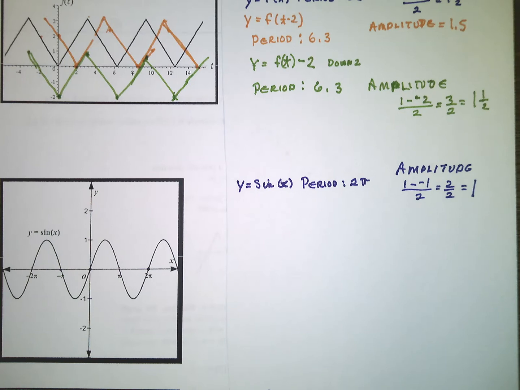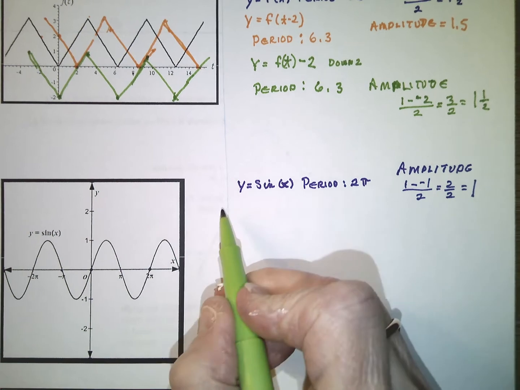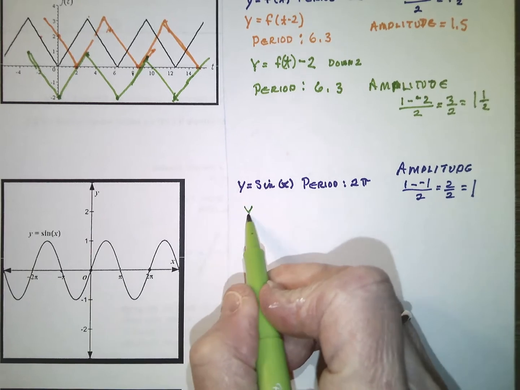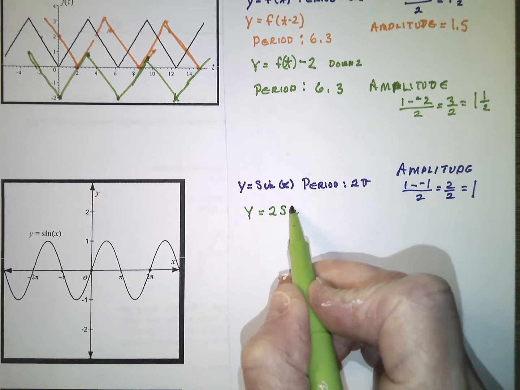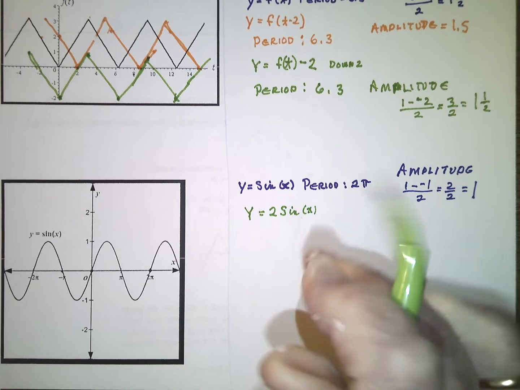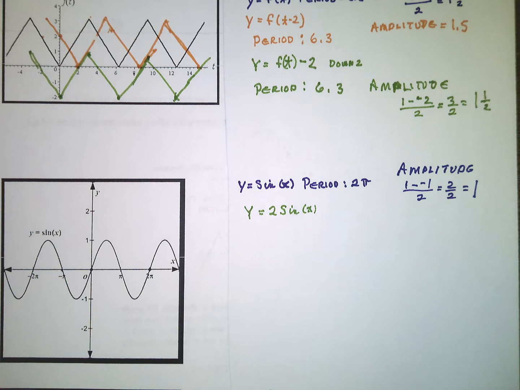Let's try some different transformations on the second function here, y equals the sine of x. Suppose we do y equals 2 times the sine of x. And this is our f of x function. If this had just been 2 times f of x, we would know that this is going to be a vertical stretch. The graph is going to go twice as high and twice as low.